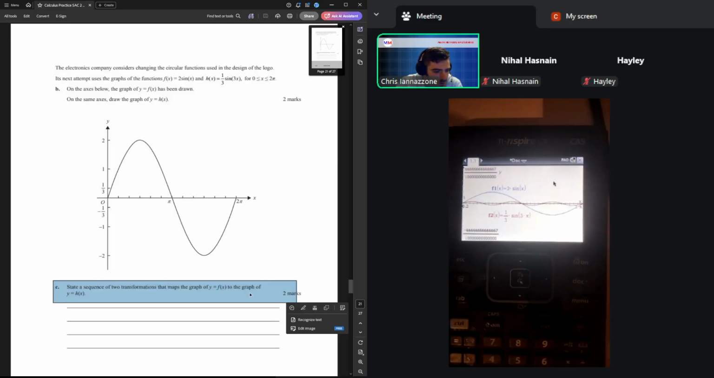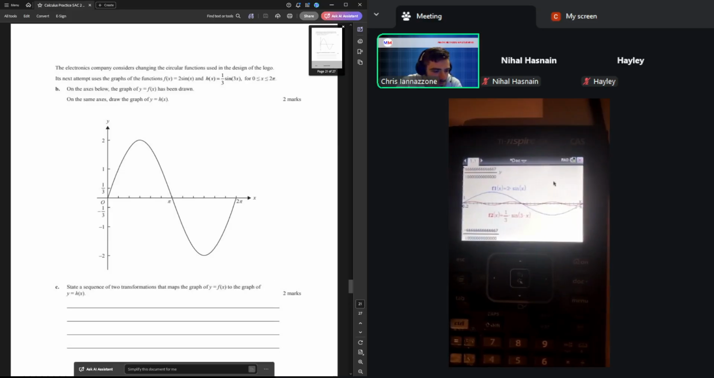The more challenging question here is going to be stating a sequence of transformations to get from f to h. So f is the big one, 2 sine x, h is the smaller one, a third sine 3x. Now, this isn't as nasty as it could be, but we just have to make sure we're getting the terminology right.